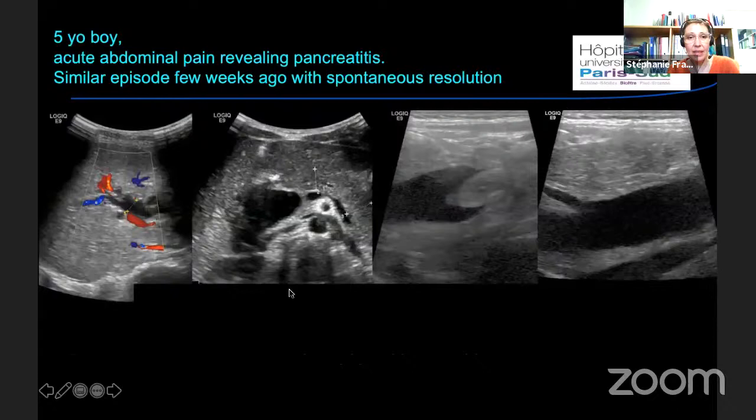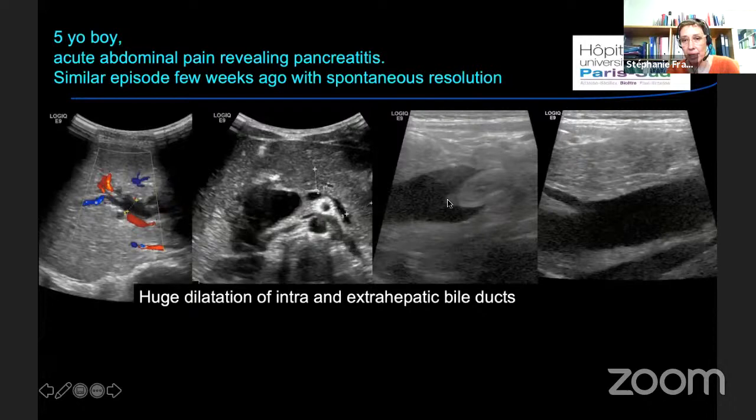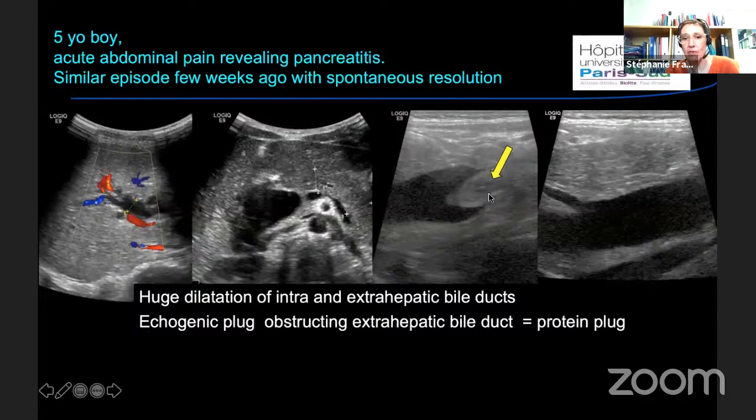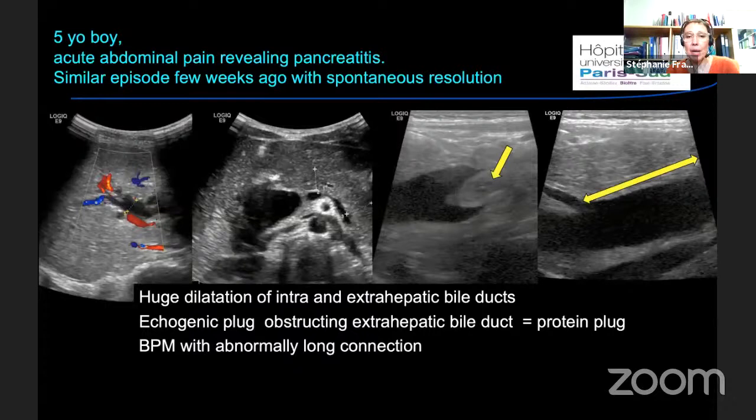Here is another case. It's a 5-year-old boy. He has acute abdominal pain, biological pancreatitis. He had the same episode a few weeks ago with spontaneous resolution. As you can see, there is a huge dilatation of the intrahepatic and extrahepatic bile duct. You can also see here a plug at the end of the extrahepatic bile duct. And here you can clearly see the pancreatic duct joining the bile duct very far from the papilla. So there is an abnormally long common bile duct, and this makes the diagnosis of congenital dilatation of the bile duct.